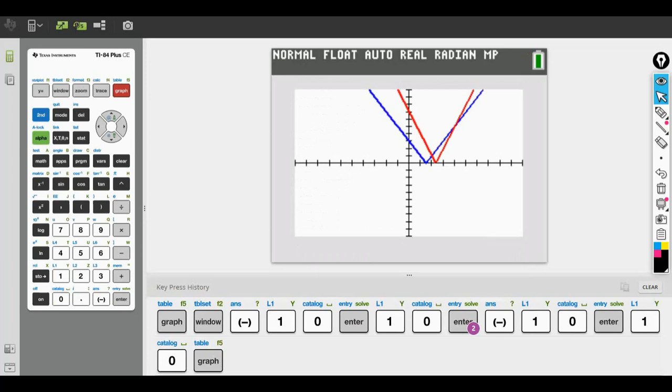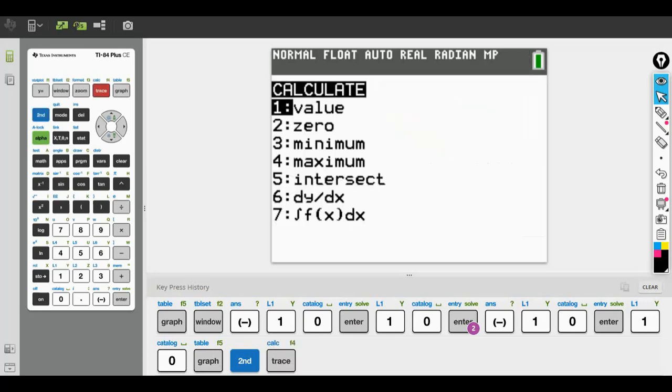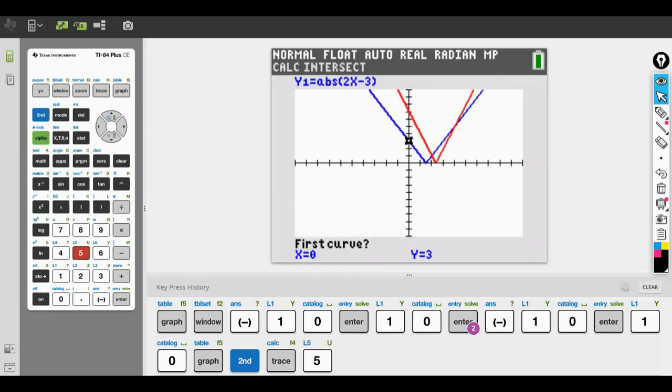So that would be here, second key, and then calculate. I notice that option 5 says intersect. So let's do option 5, and it's going to say first curve, the blue curve. That's fine, hit enter. And then second curve, the red curve, hit enter. Guess, yes, and there's one, right? At x equals 2.